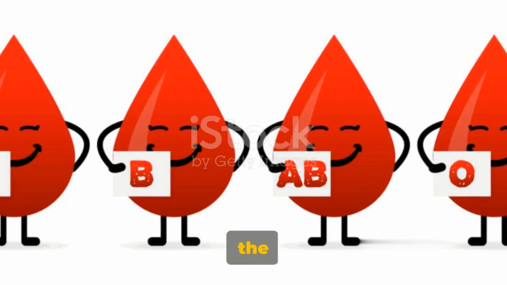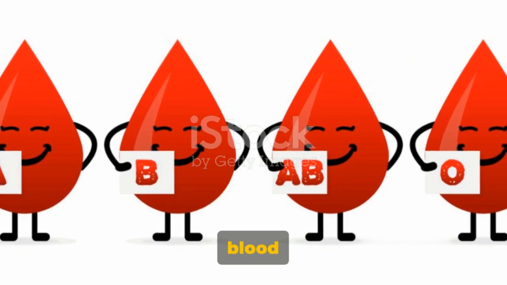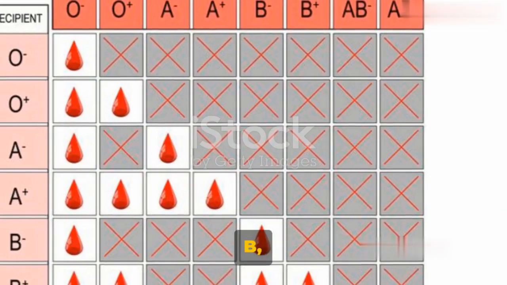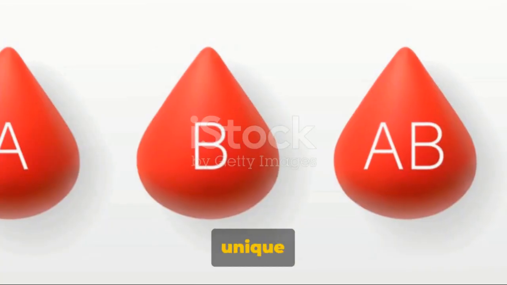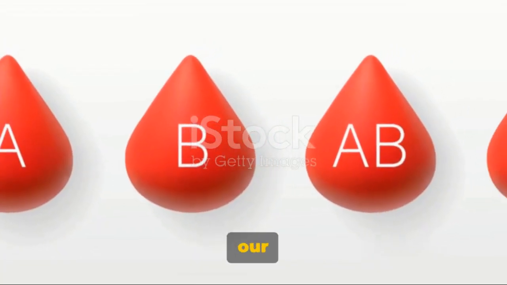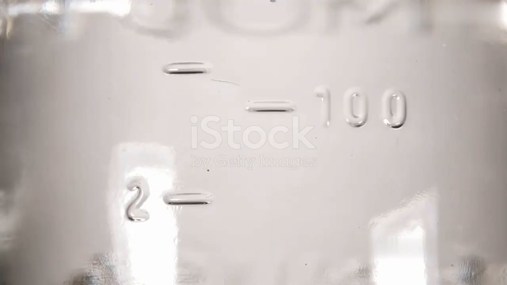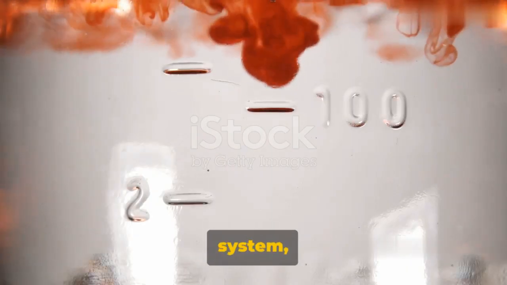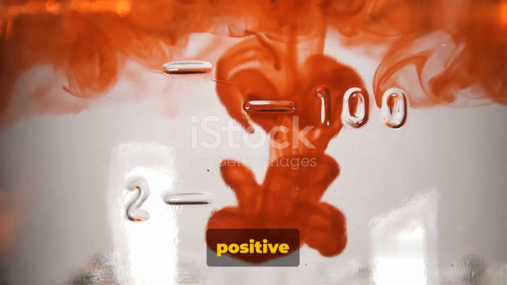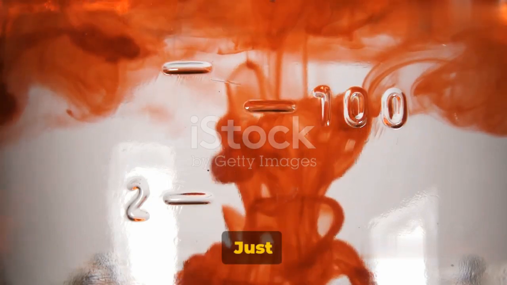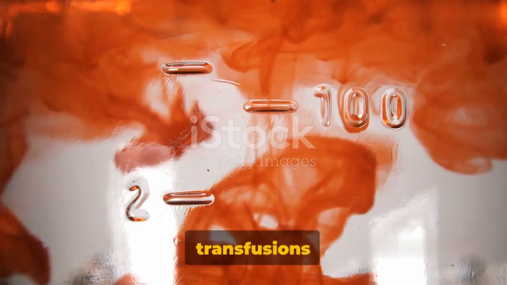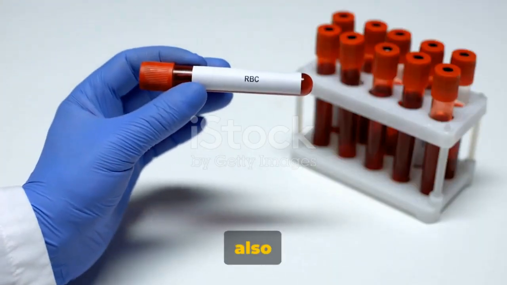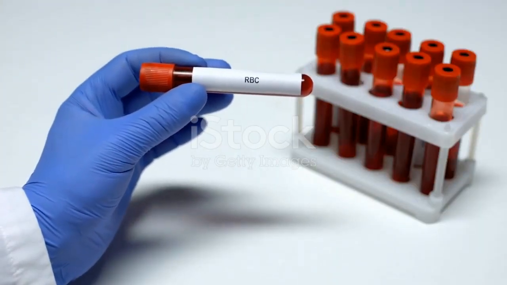The ABO system, the oldest and most significant, divides blood into 4 types: A, B, AB, and O. Each type is distinguished by unique antigens, influencing how our bodies react to foreign substances. Next, we examined the RH system, another clinically significant group, splitting blood into RH positive and RH negative. Just like the ABO system, the RH factor plays a critical role in blood transfusions and pregnancy. We also discussed the MNSs system.